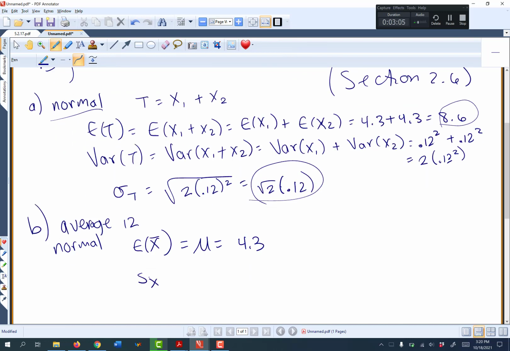And the standard deviation of X bar, we've used this formula so many times that we don't have to figure it out each time. We just memorize it. It will be equal to your original standard deviation over the square root of n. So my original standard deviation is 0.12 over the square root of 12, and whatever that gives you.